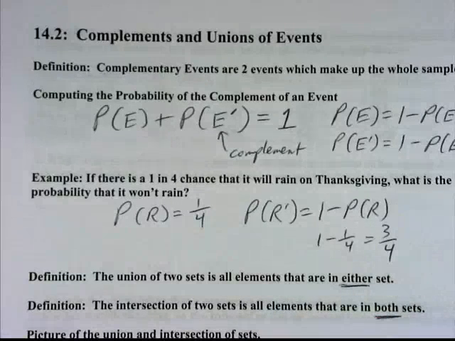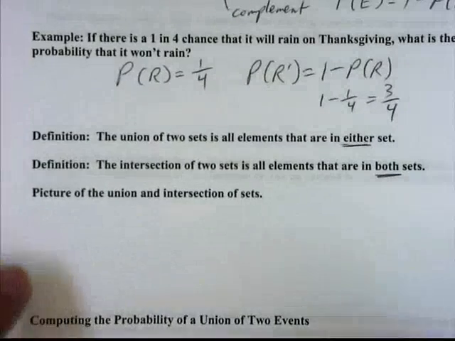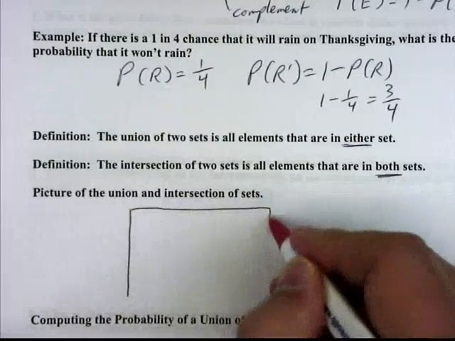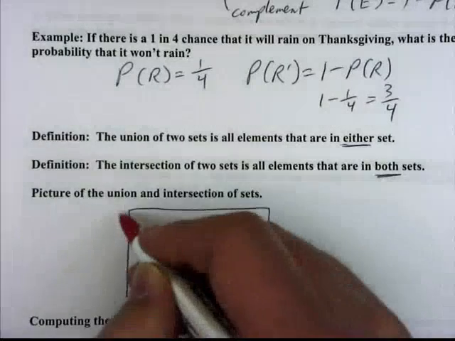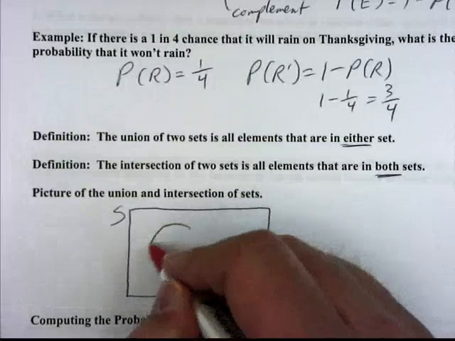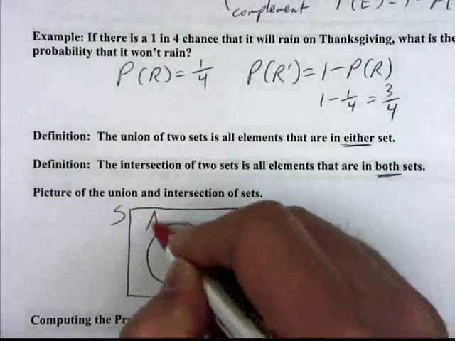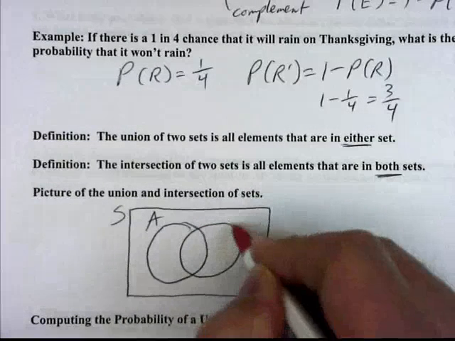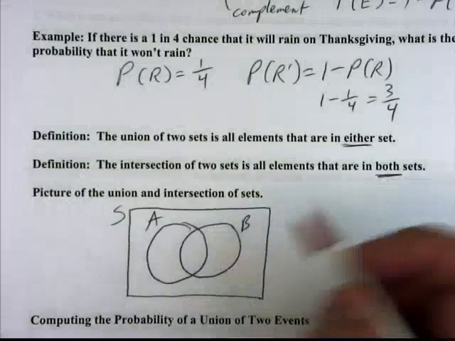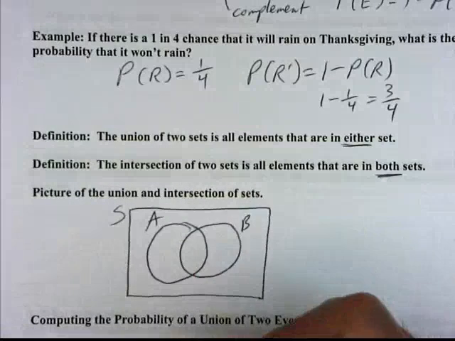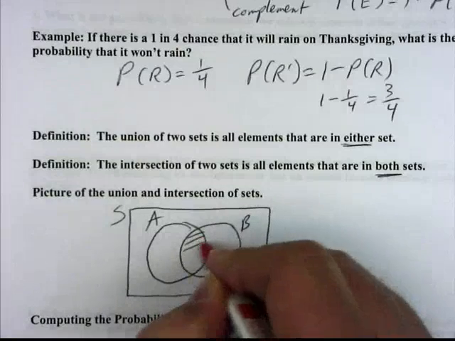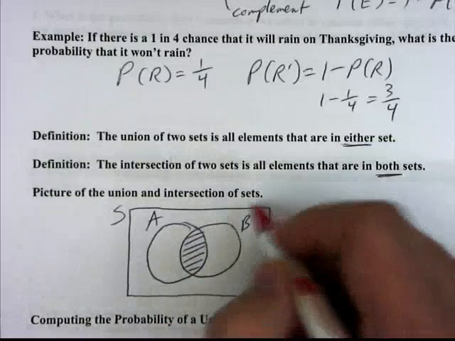So if we look at a picture of this, let's say we have some sample space here, and I'm going to just represent that with a box. Okay, I'm going to say that's S for sample space. And we have two events. Let's call them A and B. And if we're looking at the intersection of those two sets, it would be everything that's in both sets. So it would be everything in here. This would be the intersection.